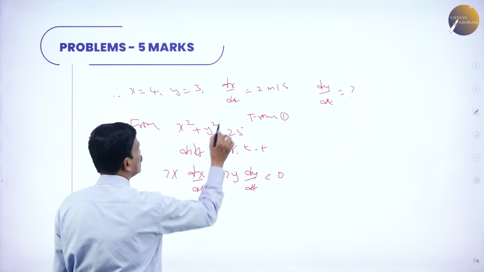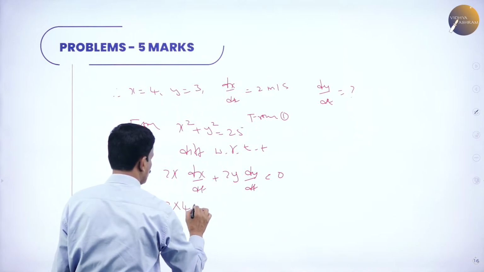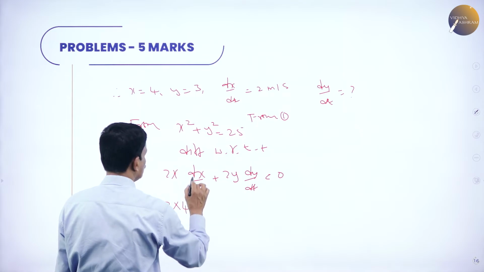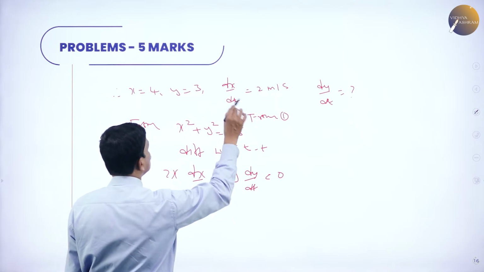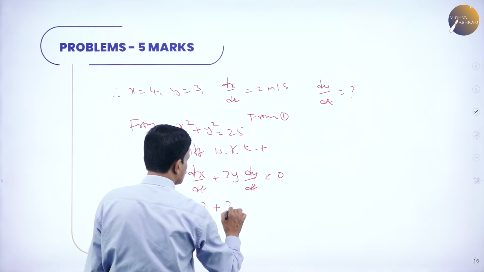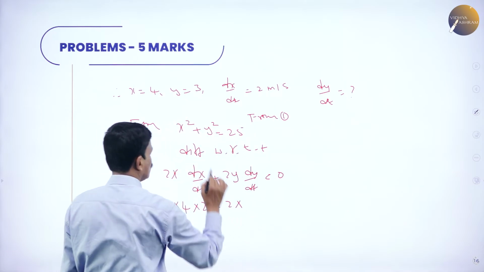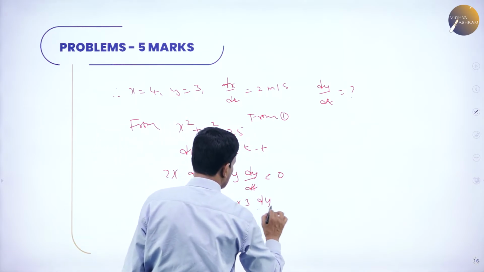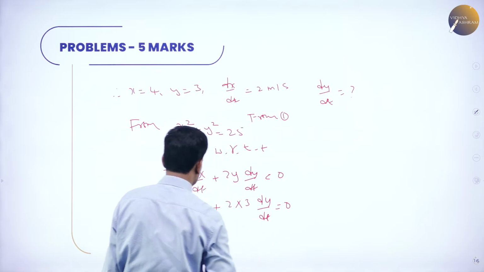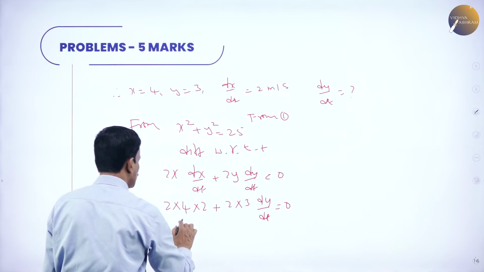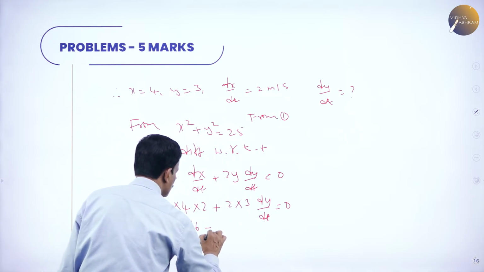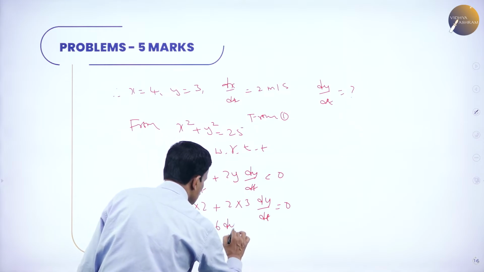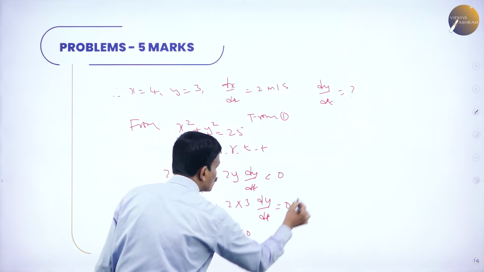2 into substitute x. What is x? x is equal to 4, into dx by dt. What is dx by dt? 2 meters per second, plus 2 into, what is y? y is equal to 3, into dy by dt. We don't know, we have to determine, is equal to 0. So 4 times 2 is 8, 8 times 2 is 16, plus 6 times dy by dt is equal to 0.